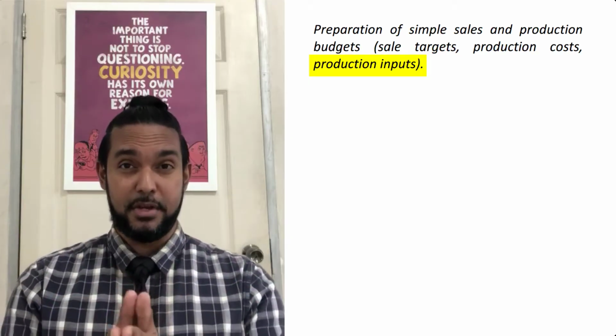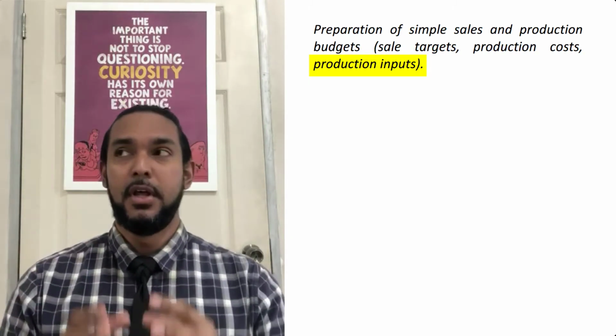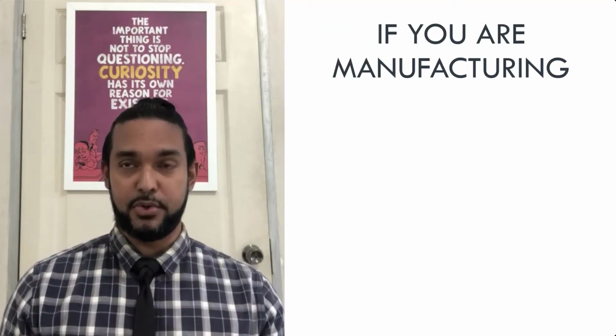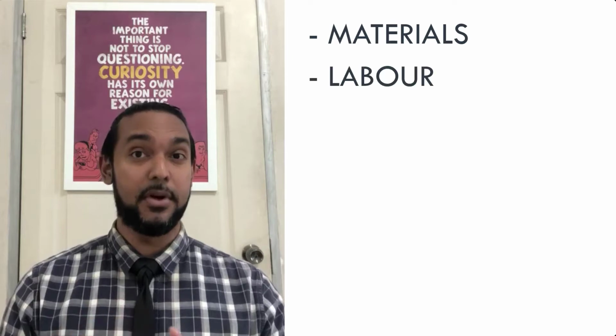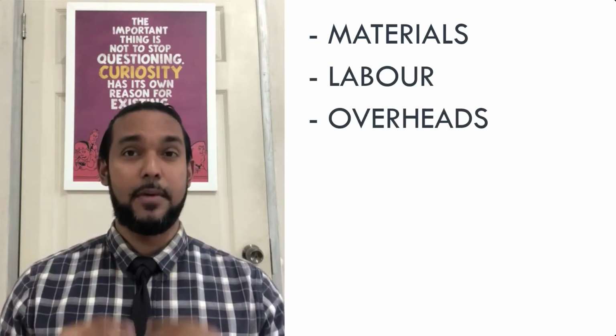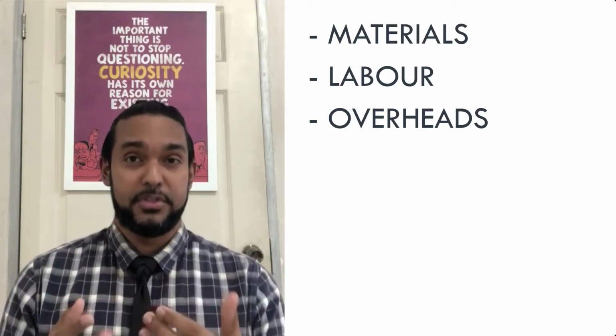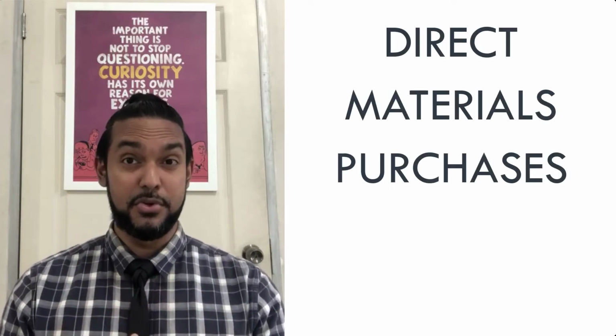Now if you followed my manufacturing account video, which I'm going to put a link to up there and in the description, you will know if you are manufacturing, you need inputs into your production process: materials, labor, and overhead. Because this is the CSEC level, I'm focusing specifically on the two most important and simplest inputs: materials and labor. And in this video I'm going to focus on the direct materials. Okay, so with that said, let's take a look at some of the information.